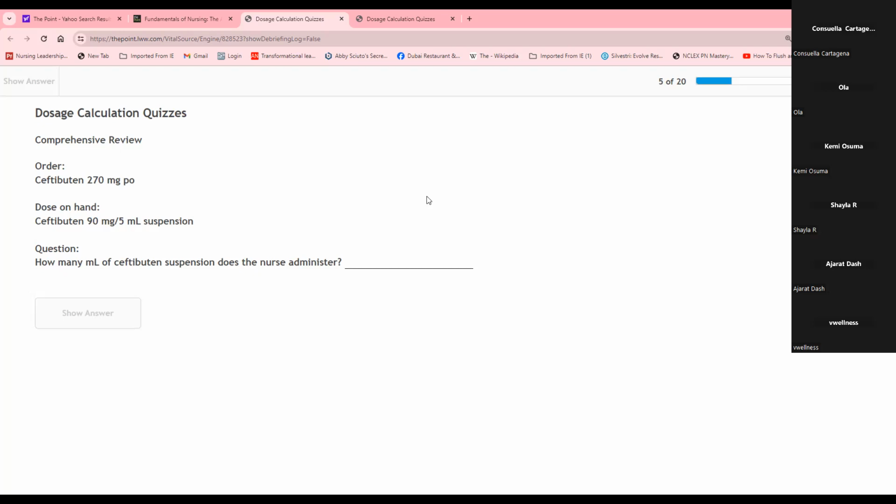All right? So now let's look at this next one. I want you to calculate this, and tell me how many mLs are going to be given. And in addition, if you had to give this in teaspoons or in tablespoons, how much would you give as far as teaspoons, and how much as far as tablespoons? Okay, so first calculate your desired dose.